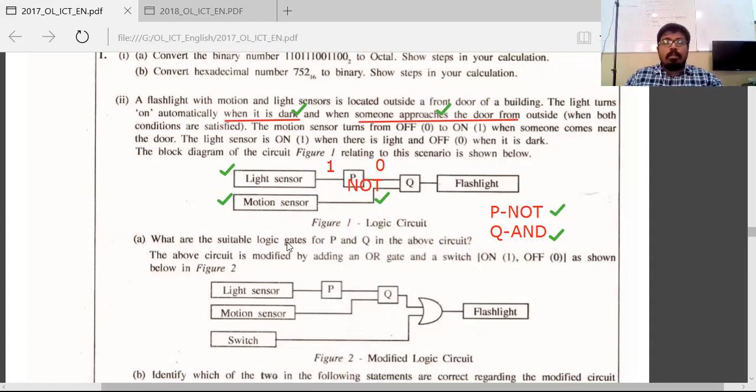Question number B. The above circuit is modified by adding an OR gate and a switch on/off as shown below in figure 2. So there's a switch manually connected here, right?